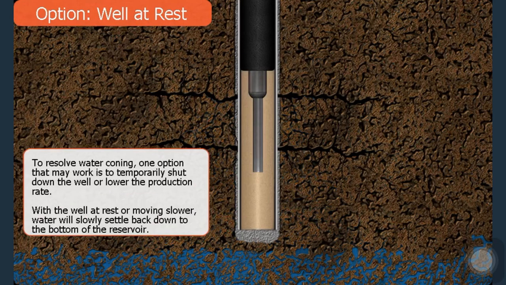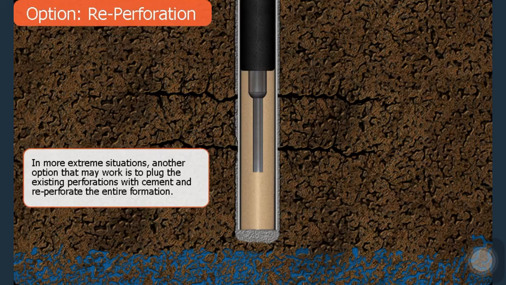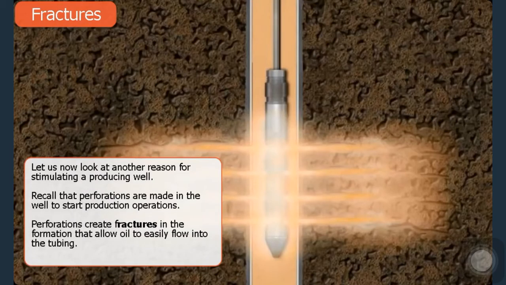To resolve water coning, one option that may work is to temporarily shut down the well, or lower the production rate. With the well at rest, or moving slower, water will slowly settle back down, to the bottom of the reservoir. In more extreme situations, another option that may work is to plug the existing perforations with cement, and reperforate the entire formation. Let us now look at another reason for stimulating a producing well.